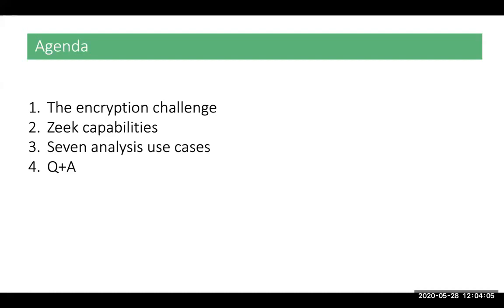So we'll talk about what the capability set is, to frame the meat of today's presentation, which is the 7 analysis use cases we're going to present. These are 7 specific ways that you, using Zeek data, can actually address encrypted traffic and look for evidence of adversarial movement in your environment. And we'll close with a Q&A.